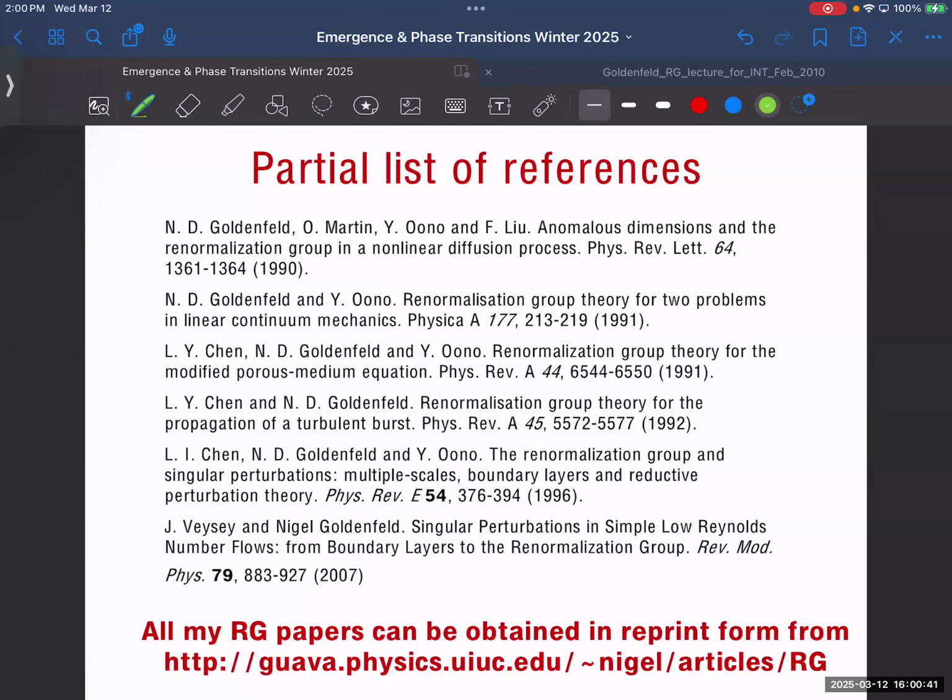So here are some of these. Here are some of the papers. Well, these are some of the papers that I just mentioned here. There's hundreds of others. Okay, that's the end of the course.